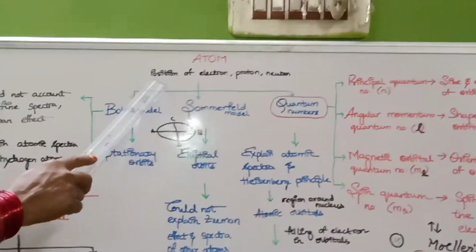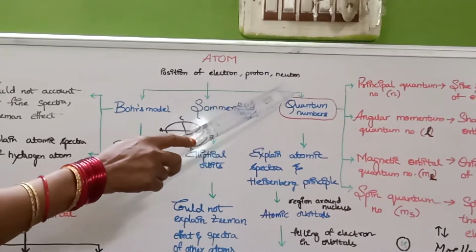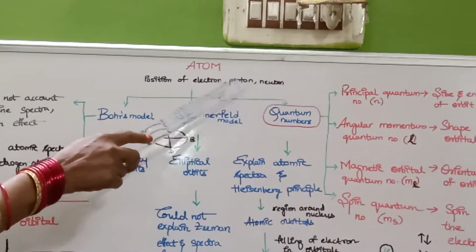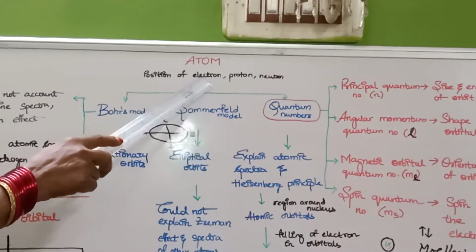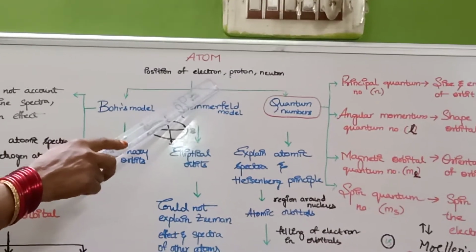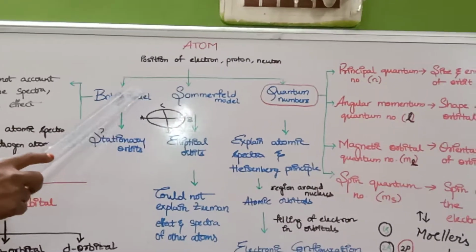The three subatomic particles and their position. Here protons and neutrons are lying inside the nucleus, so they are called nucleons, and electrons revolve around the nucleus, so they are outside the nucleus.